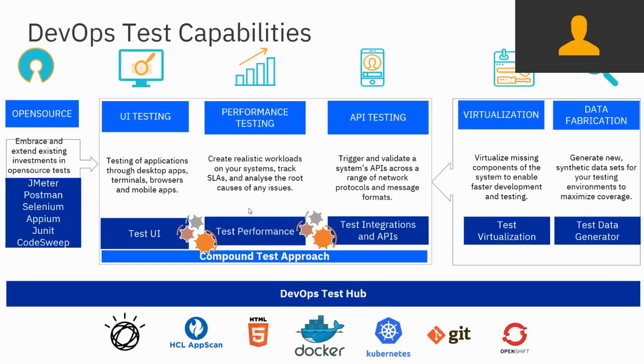virtualized service. If we have missing components, we can create a virtual service using test integration and API and deploy it onto the test hub for faster testing. If there is something missing on the test environment, it can be replaced by the virtual service. And the last piece is the data fabrication, where we can now generate data.